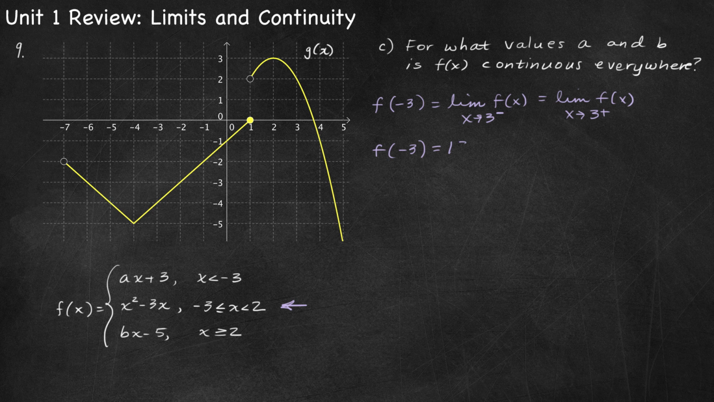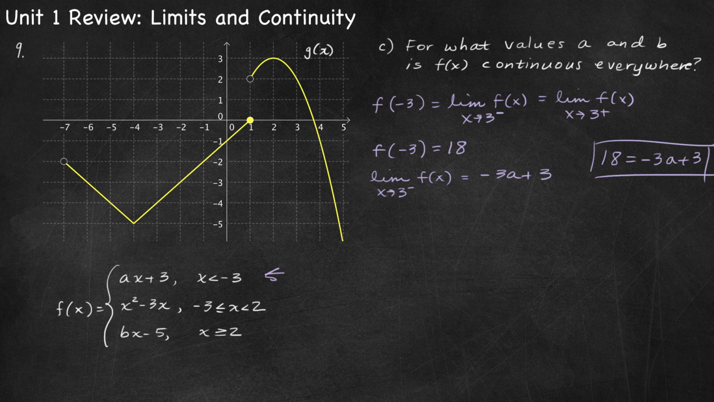plus 9, or 18. The limit as we approach -3 from the left-hand side, for that, we're going to be using the top piece, and substitution of -3 in for x gives us -3a plus 3. So we know 18 has to equal -3a plus 3. The limit as we approach -3 from the right, we'll be using the bottom piece, so substitution would give us 18 there. Okay, so we have 18 equals -3a plus 3. That needs to be true in order for the graph to be continuous at -3.